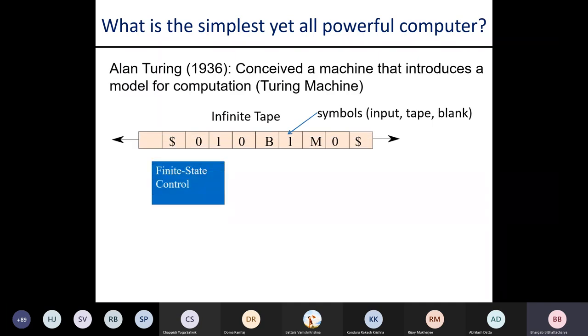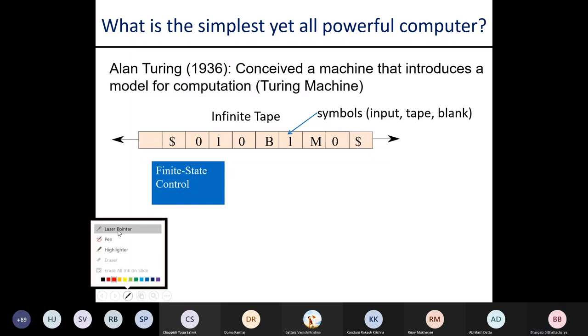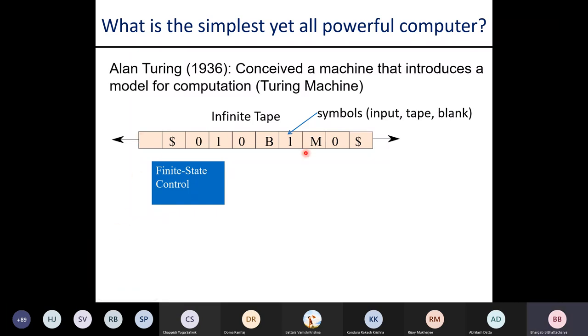All you need is a tape, which looks like this. This is an infinite tape, unending on both sides. And the tape is partitioned into cells. Each cell can store certain symbols, and those are called input symbols. There may be some blank symbols, some delimiters like that. So this tape is nothing but a memory. And in this tape, you can write or read.